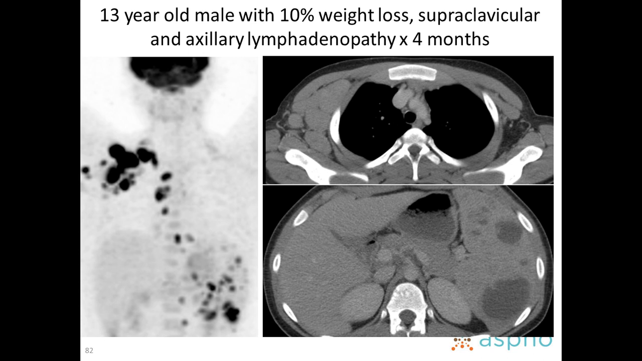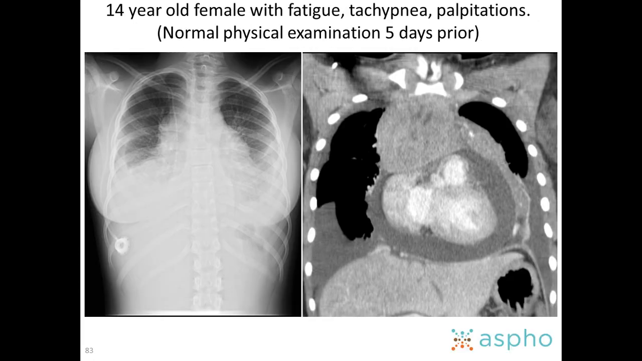Here's an 11-year-old with a 10% weight loss, supraclavicular and axillary lymphadenopathy for 4 months. And this is diffuse large B-cell lymphoma of the right axilla and spleen. And I added the part about the 10% weight loss because that is a defining B symptom of Hodgkin lymphoma, but again, you can get these constitutional symptoms even in non-Hodgkin lymphoma.